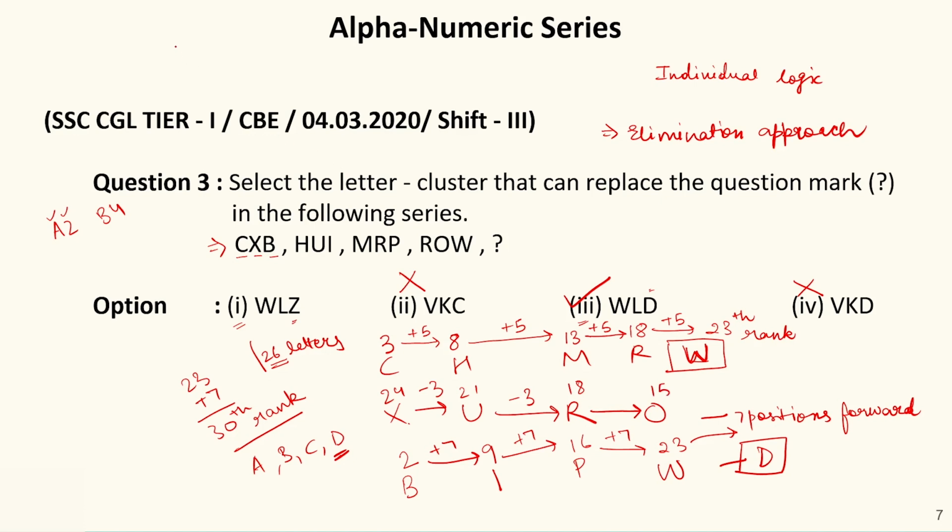I told you this small trick that you can use to remember these, right? So from R, if we are going back to O, which is at 15th position, we are going back 3. So from O also we have to go 3 positions back. That is at the 12th position, and at 12th position we have L. So this confirms our answer. We will get W, L, and D. So option number 3 will be our answer.